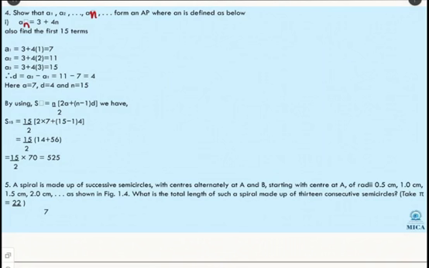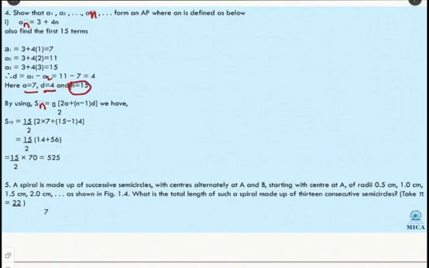a1 is equal to 3 plus 4 into 1, which is equal to 7. a2 is equal to 3 plus 4 into 2, which is equal to 11. a3 is equal to 3 plus 4 into 3, which is equal to 15. Hence, d is equal to a3 minus a2, which is equal to 15 minus 11, which is equal to 4. After simplifying, we get the first term as 7 and common difference as 4. They have given the number of terms as 15.